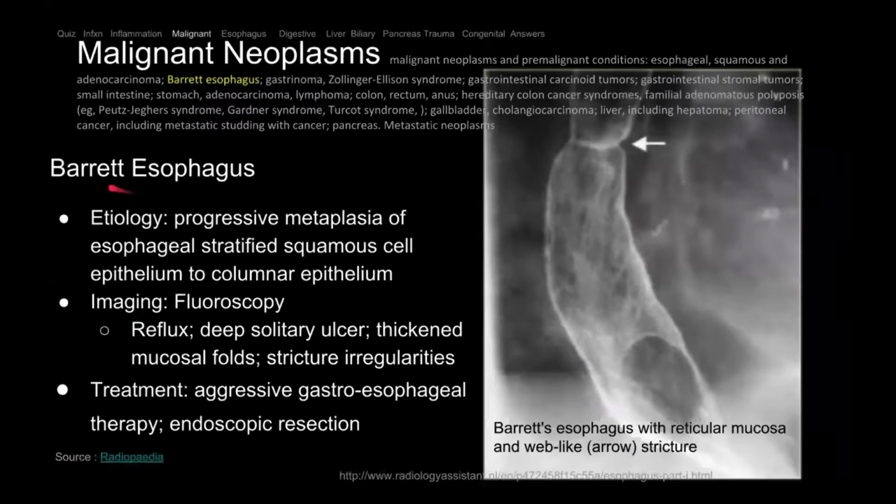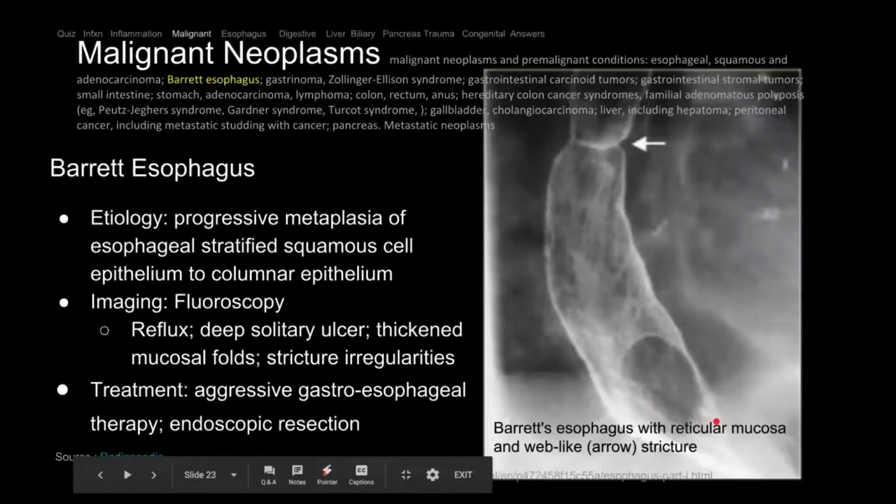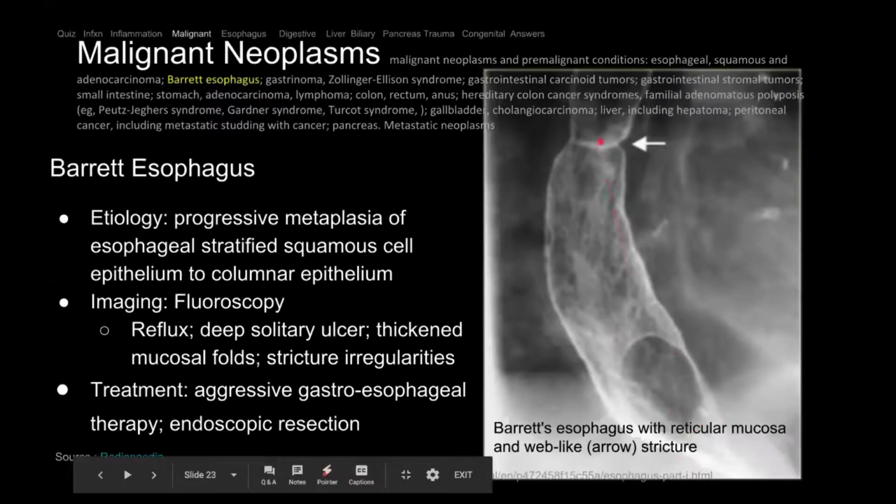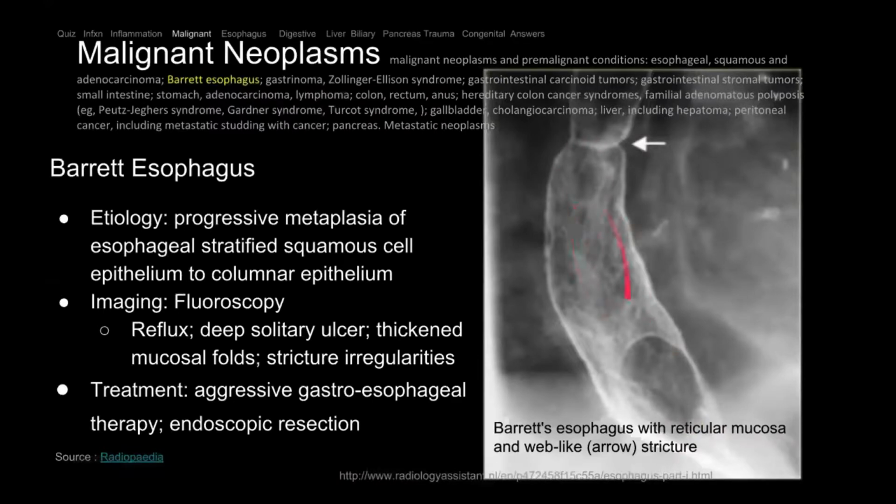So this one is from Barrett's esophagus. Barrett's esophagus is when you have transformation of normal esophageal epithelium into abnormal epithelium. And typically, so here's the GE junction. This is the distal esophagus. And so you see this stricture is sort of in the mid-distal esophagus, right? It's not in the distal esophagus. It's in the mid-distal. And the reason is because this particular area, that's the metaplastic portion.